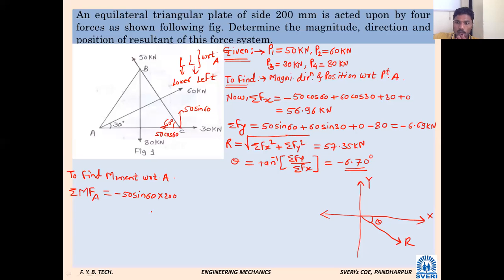How will the object rotate due to the 80 kilonewton force if point A is fixed? Clockwise. So it will be plus. Plus how much? 80, that force, into the perpendicular distance, 100. Resolve it, solve it. Summation of moment at point A. Calculate.